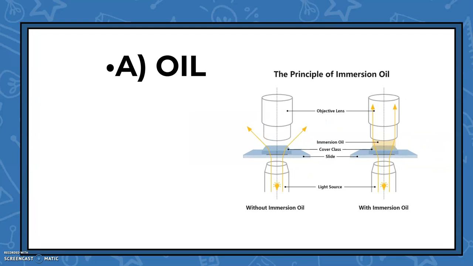By using oil, we can direct the light into the objective lens, so we'll get better resolution. Without immersion oil, the light will be scattered. It will not be entering into the objective lens, so we will not get a better resolution. Only with immersion oil, we'll get better resolution.